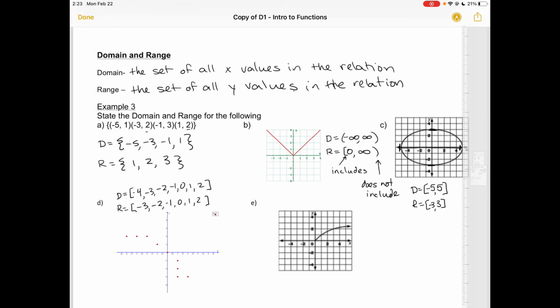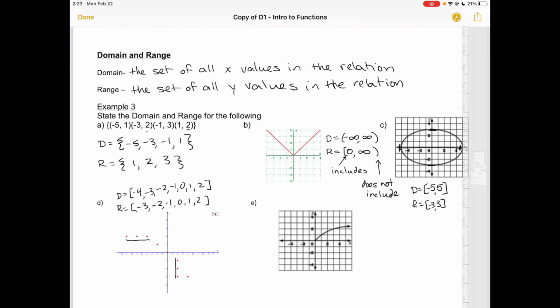And remember, we only need to list each y value once. So even though 2, for example, here occurs 3 times, we only need to list that once. Same thing for our x value of 1 here. We only need to list that once.